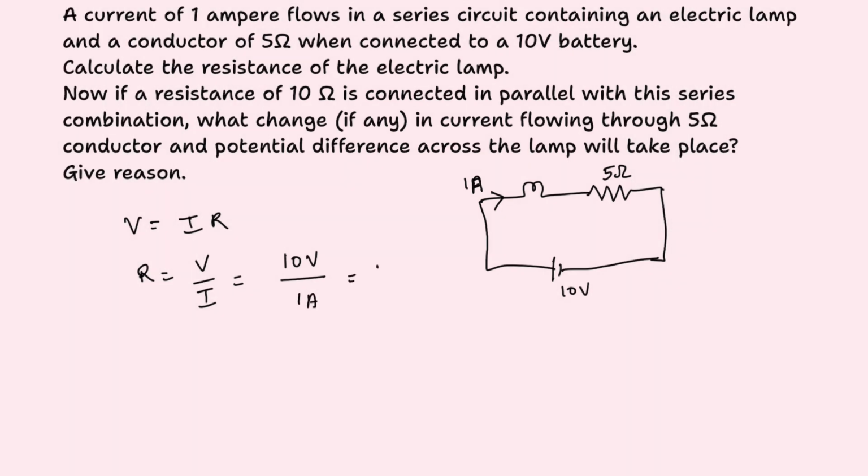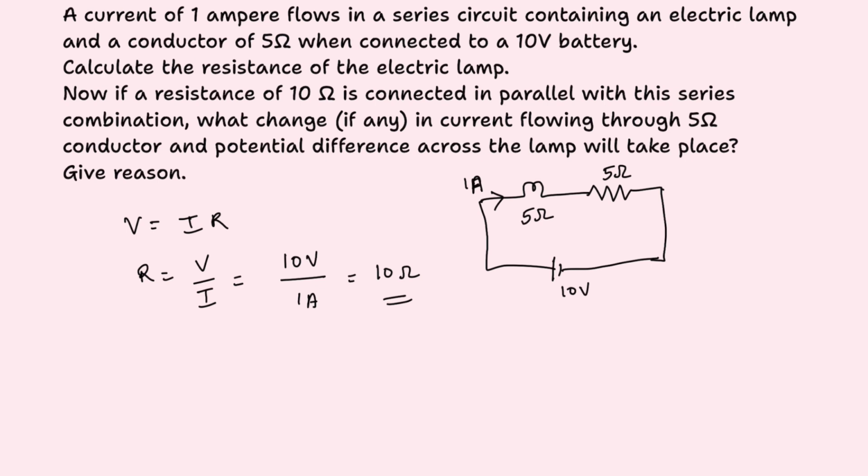So hence the total resistance of this circuit is 10 ohms. So what is 10 ohms? It is the effective resistance of both these resistors. That is 10 ohms. If this is already 5 ohms, then what should be added to 5 ohms to make the total resistance 10 ohms? Yes, so this should also be 5 ohms. So hence the resistance of the electric lamp will be 5 ohms.